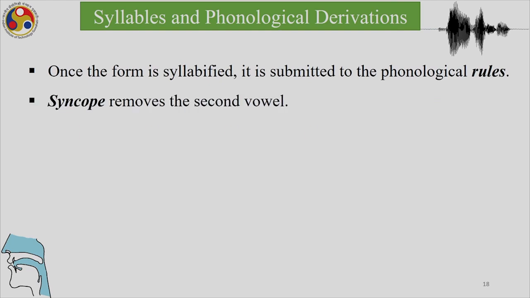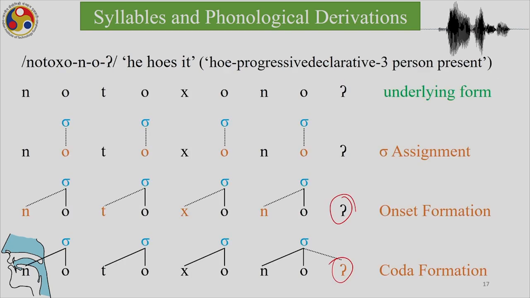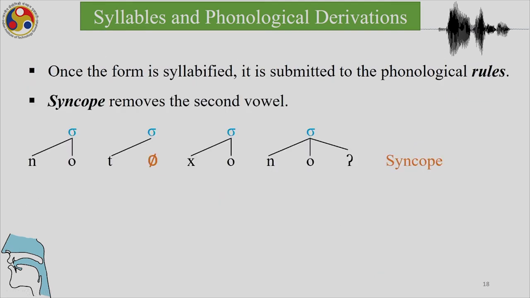Now, once the form is syllabified, it is submitted to the phonological rules component of the grammar, and syncope removes the second vowel. So we have this notohono. So we have a CV, CV, CV, and CVC. Now remember, after two CVs, this V is going to be deleted. So now we have syllabification, but syncope will now remove the second vowel.